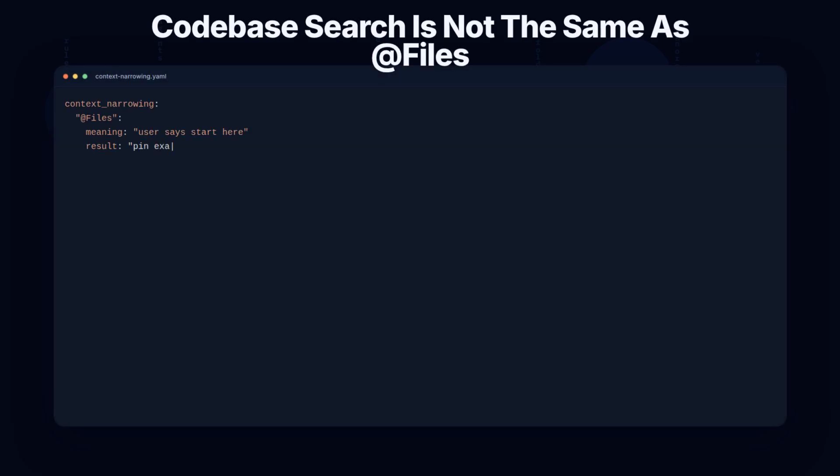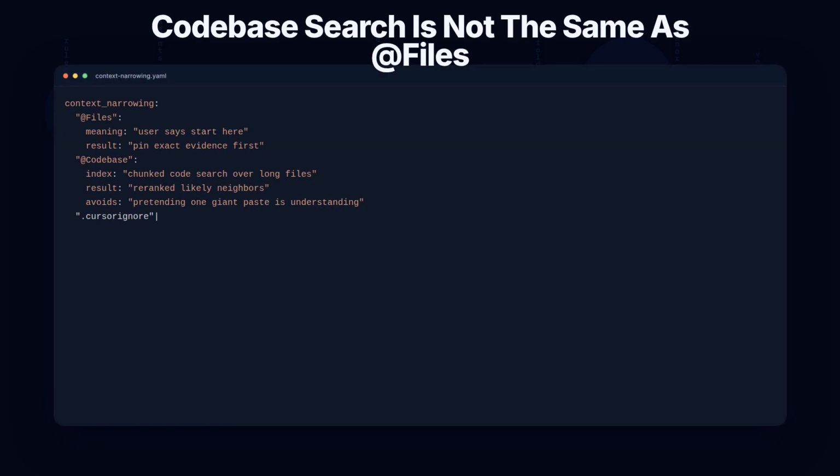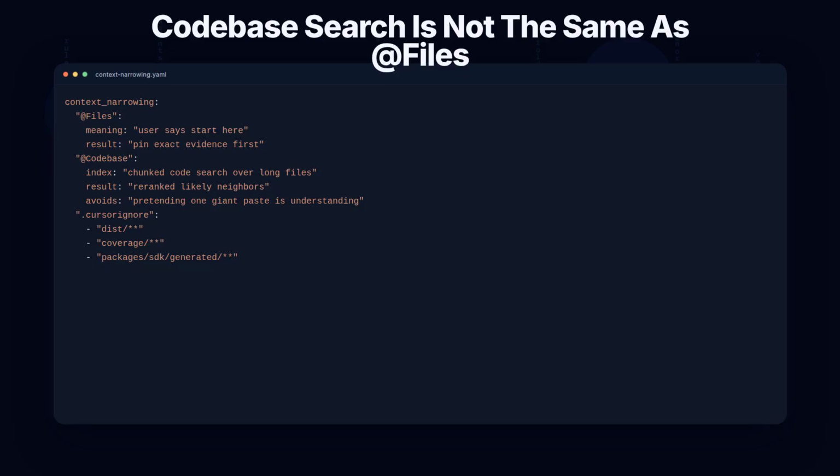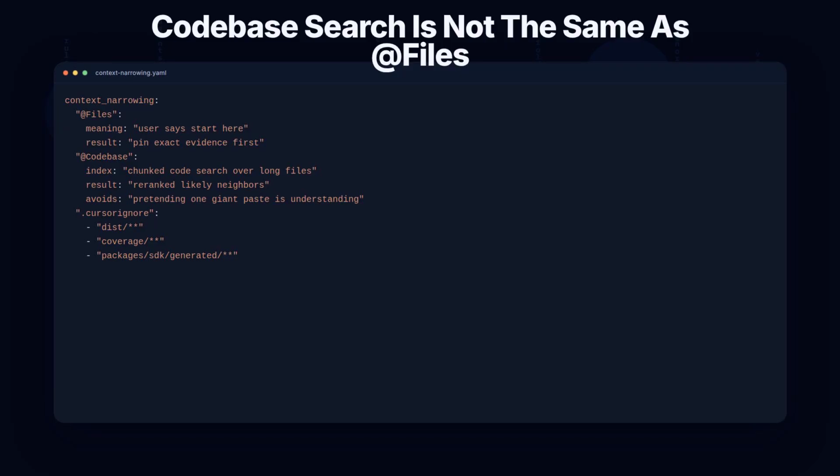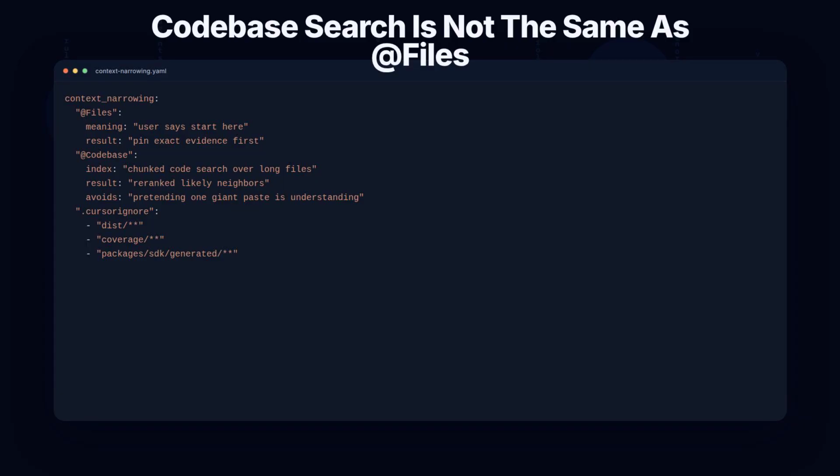This distinction matters a lot. @Files is basically the user saying, start here. Codebase search is the runtime saying, here are the likely neighbors. Those are different operations. Cursor's current search docs describe indexed recall over chunked code. That means the runtime can bring back a short set of semantically relevant snippets instead of pretending one huge file paste is the same thing as understanding.